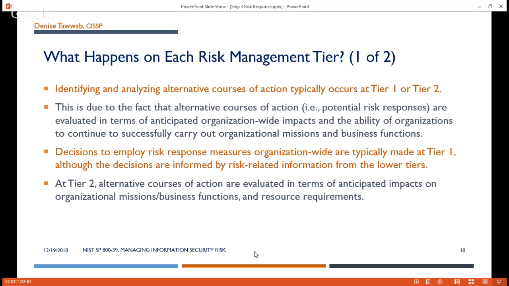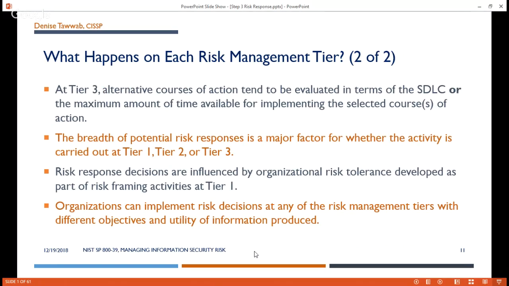At tier 2, the business tier, alternative courses of action are evaluated in terms of the anticipated impacts on the mission business functions and the resources required. At tier 3, which is at the system level, alternative courses of action tend to be evaluated in terms of the system development lifecycle or the maximum amount of time available for implementing the selected courses of actions. And you'll hear these courses of actions called controls. So we're going to put controls in place to manage the risk.